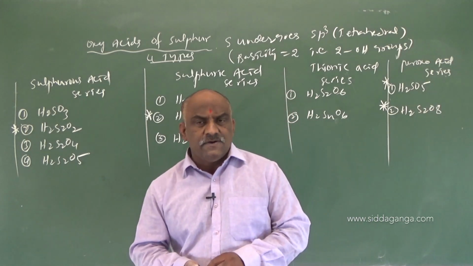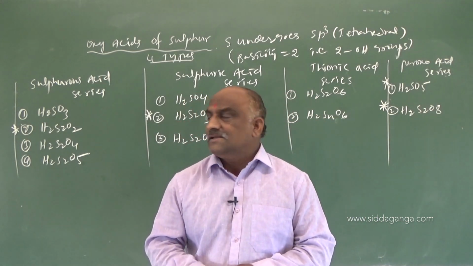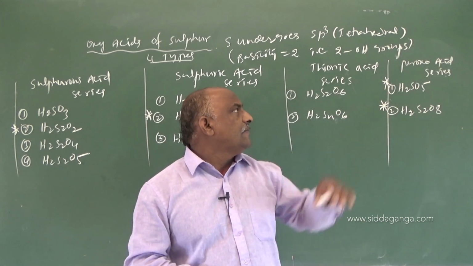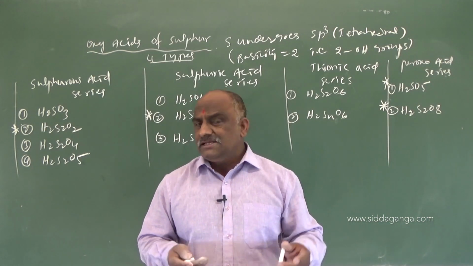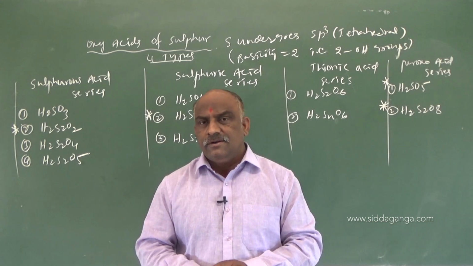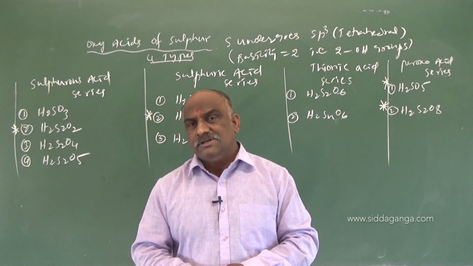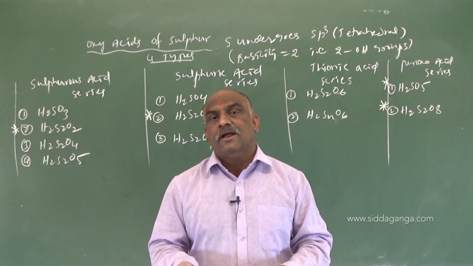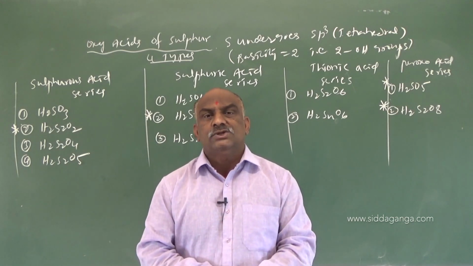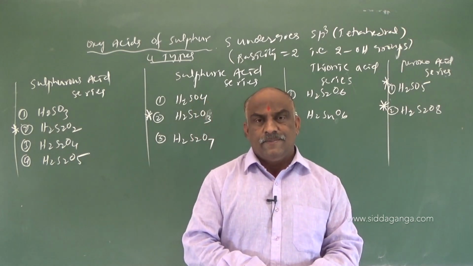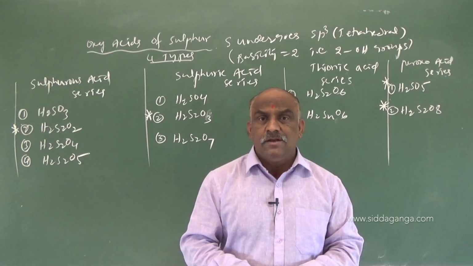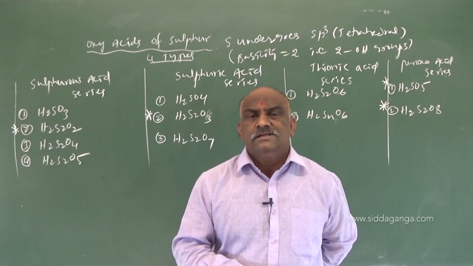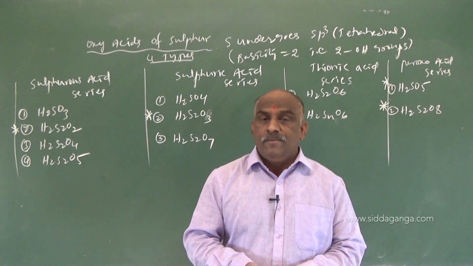Sulfur oxyacids are further classified into 4 categories: sulfurous acid series, sulfuric acid series, thionic acid series, and the last one is the peroxo acid series. In this series you observe dπ-pπ bonds. Dπ-pπ bonds mean the unpaired electrons present in the d orbital of sulfur and the p orbital of oxygen partially overlap, leading to the formation of dπ-pπ bonds. Already you know this.